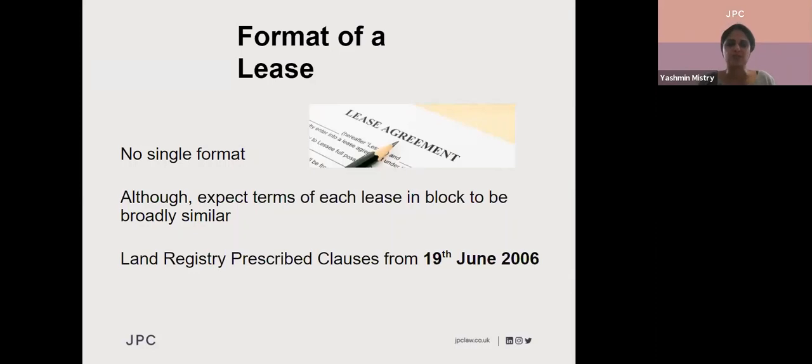Prescribed clauses are essentially a summary of the key terms of the lease, and they're normally contained in a table at the beginning of the lease. It's normally an LR 1 to 14, and it just sets out the summary. So it sets out the key parties to the lease, the term, the premium that's being paid, and some other things as to how the property is being held, whether it's joint tenants or tenants in common, whether there are any restrictions against the title that you need to be aware of, and all of those things. So those are the prescribed clauses, essentially at the beginning of the lease.